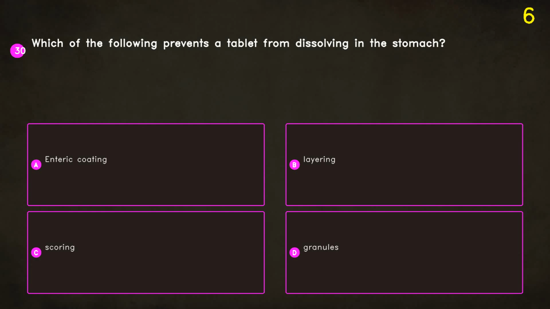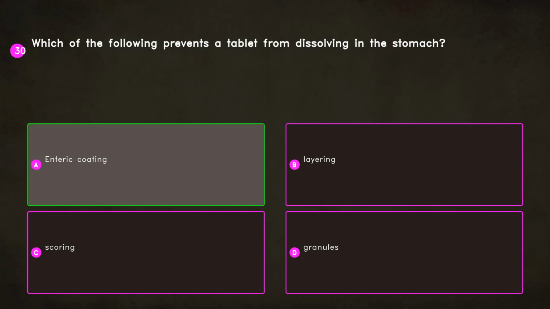Question 30. Which of the following prevents a tablet from dissolving in the stomach? A. Enteric coating. B. Layering. C. Scoring. D. Granules. The correct answer is enteric coating.